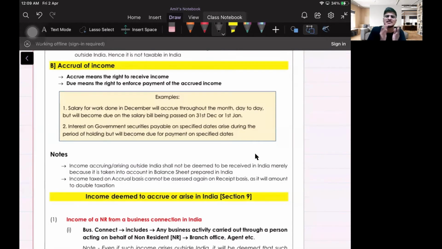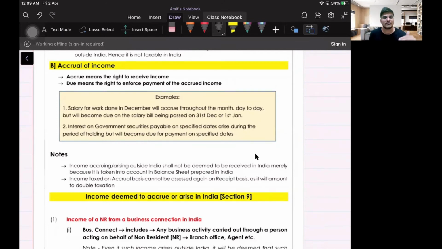In the month of, for example, February, you are working every day. You're working every day. The salary of February is accruing every day, but it is due on the next month's first day. Salary is accruing every day, but it is due on the next month's first day. This is the difference between due and accrual. Accrual happens every day, and due is the due date of the accrual. There is one day, that is the next month's first day. This is the difference between due and accrual. This is the accrual of income.